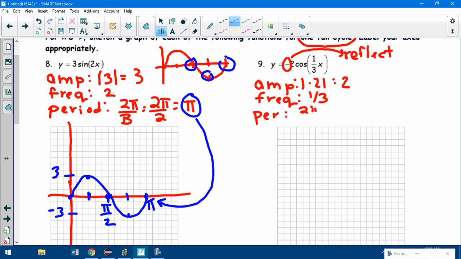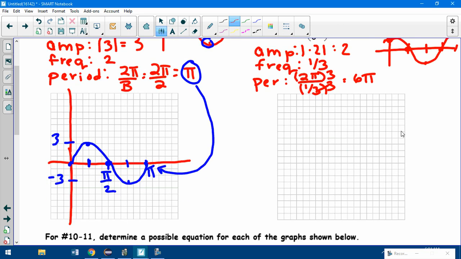It's 2 pi over 1/3. So it's a complex fraction. You're going to multiply top and bottom by 3. You're going to get 6 pi. So again, you want to think of what the regular cosine graph looks like. Where does cosine normally begin? It normally starts up at 1, and it goes down to 0, -1, 0, and ends at 1. That's regular cosine, and it's important that you know what that parent function looks like in order to do your graph. Okay, so I'm going to make some axes again.